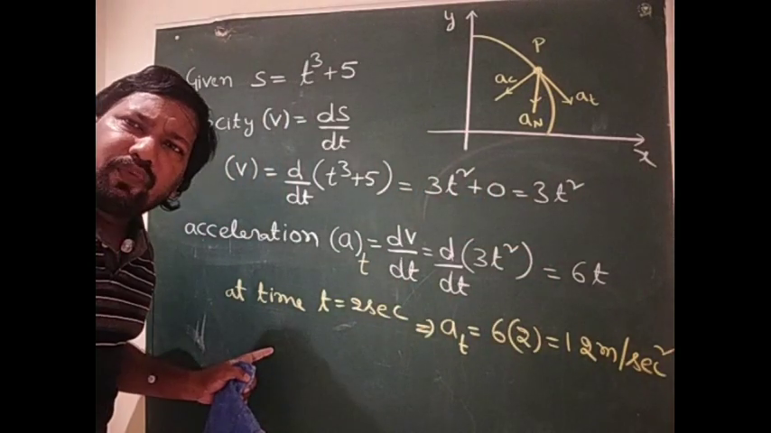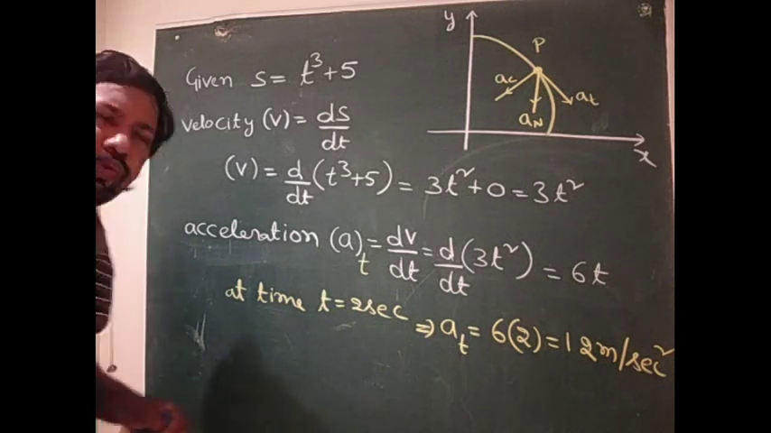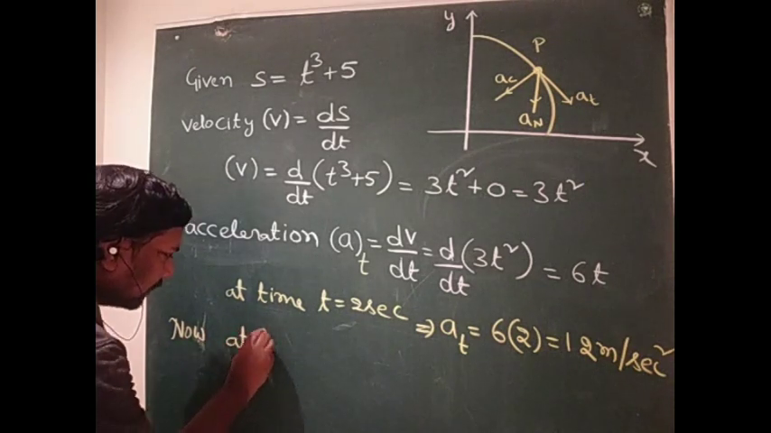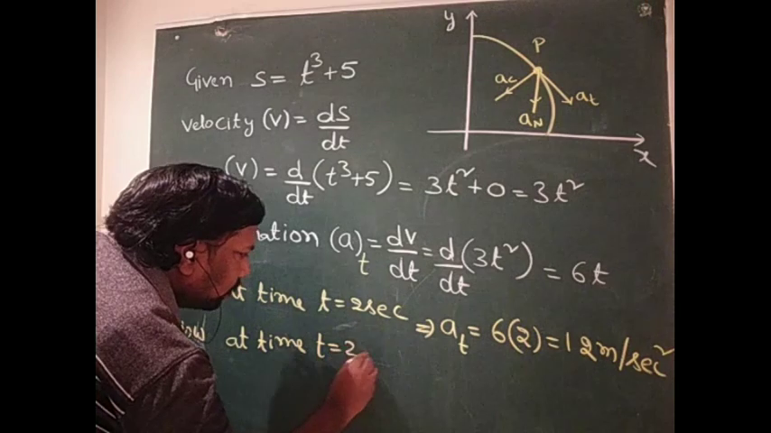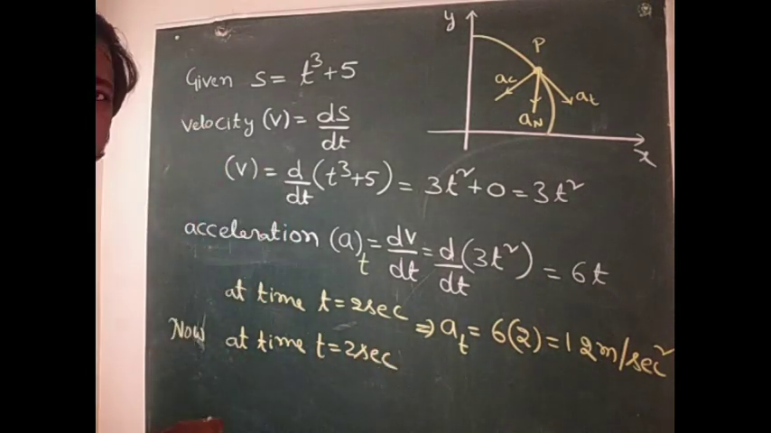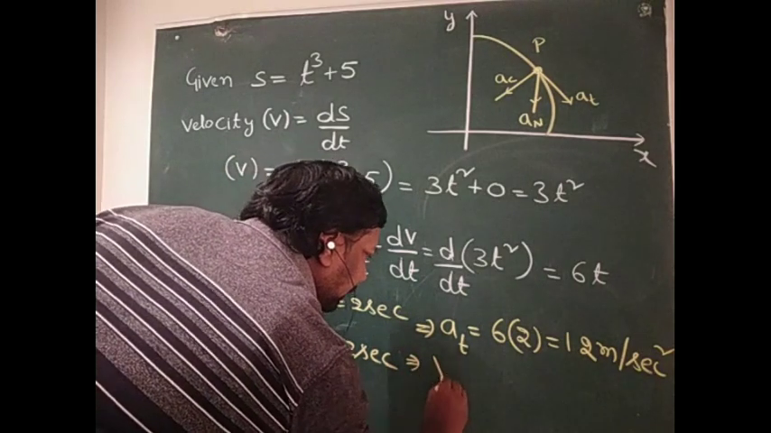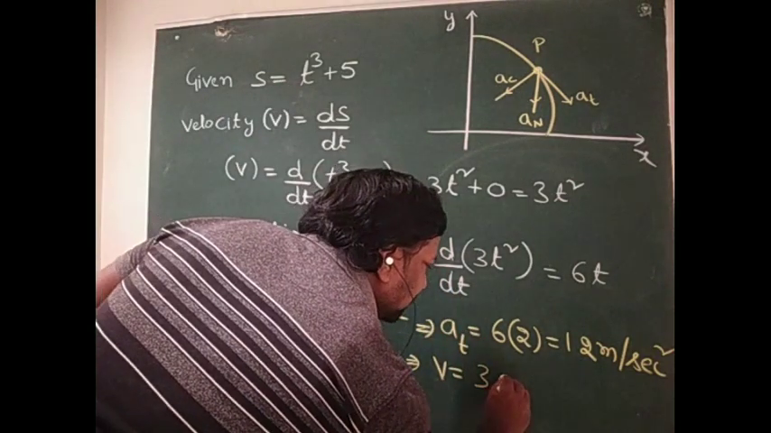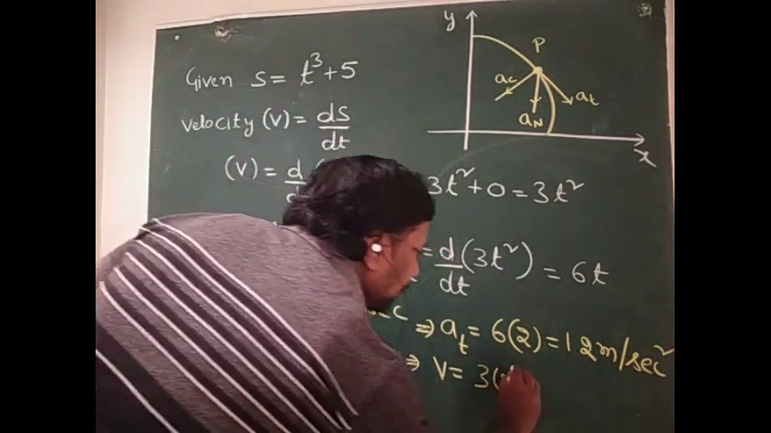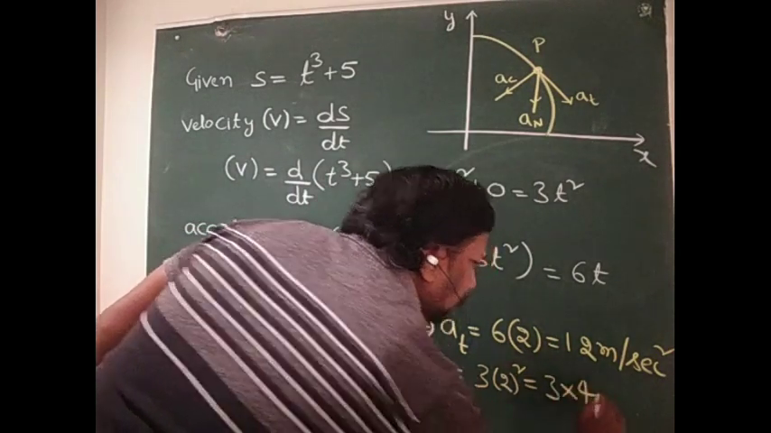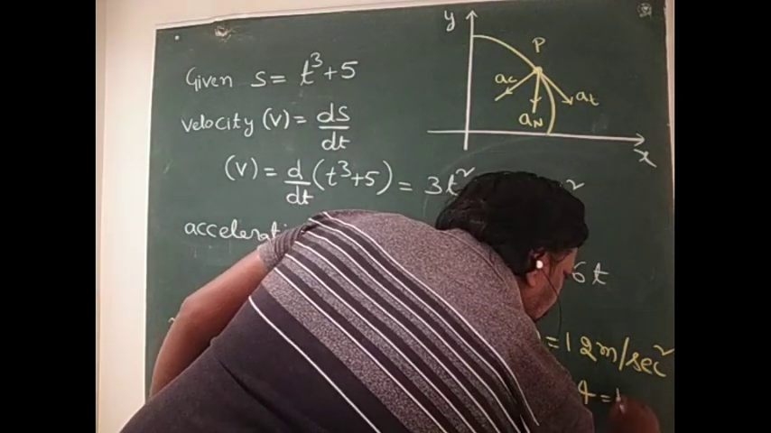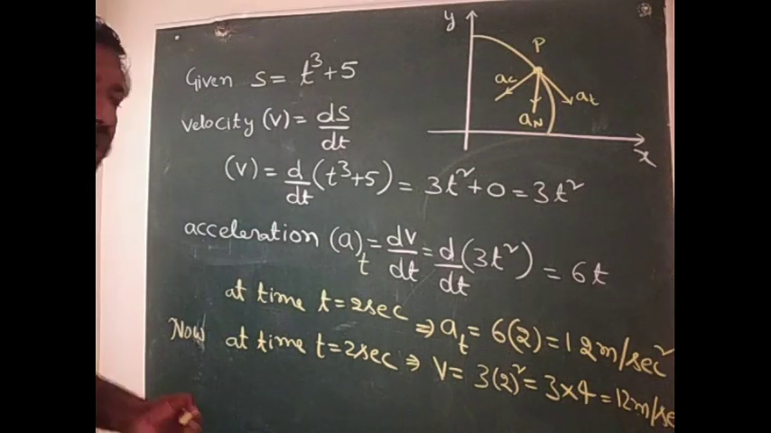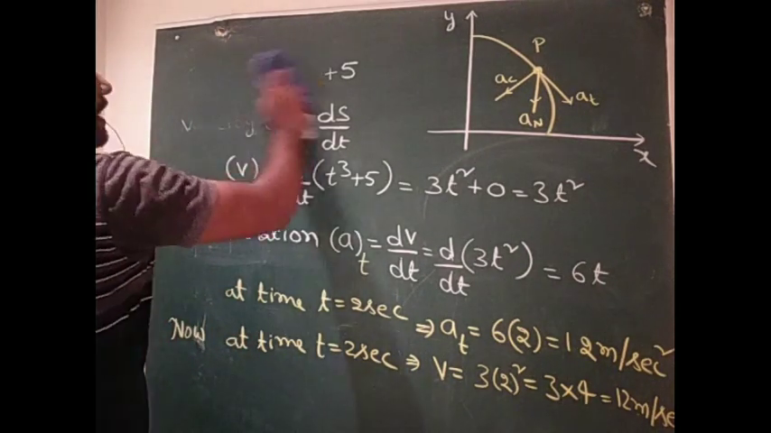Okay, now we can find out the velocity at t equal to 2 seconds. At time t equal to 2 seconds, its velocity v equal to 3t square. So here t equal to 2 seconds, 2 square, 3 into 4, that is 12 meter per second. Now we can find out the centripetal acceleration.